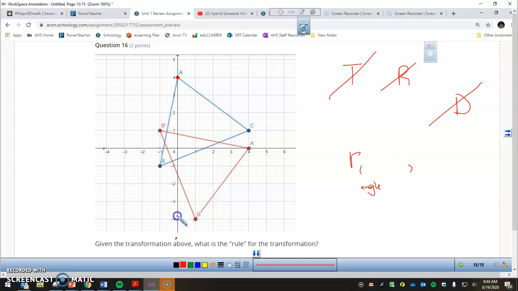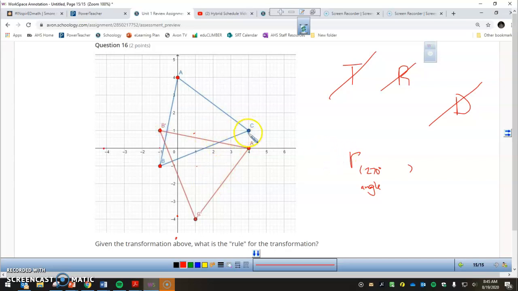180 would put it here. 270 would put it here. So that means that it was a 270 degree rotation. Or with B, B started here. So 270 would mean 3 quadrant hops. So we got 1, 2, 3. So 270 works for that.